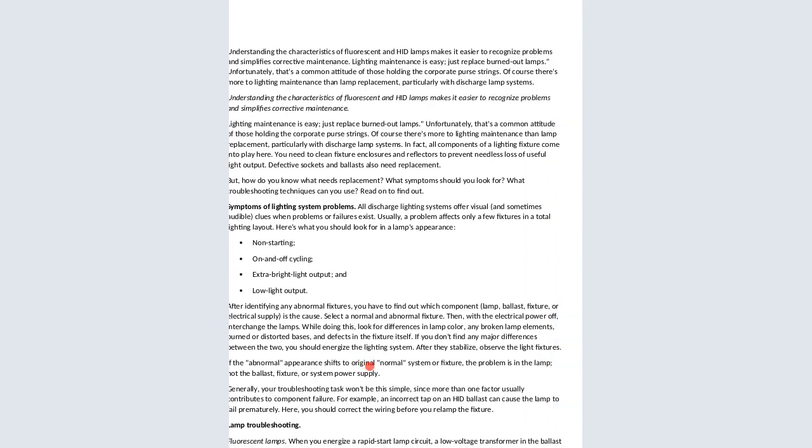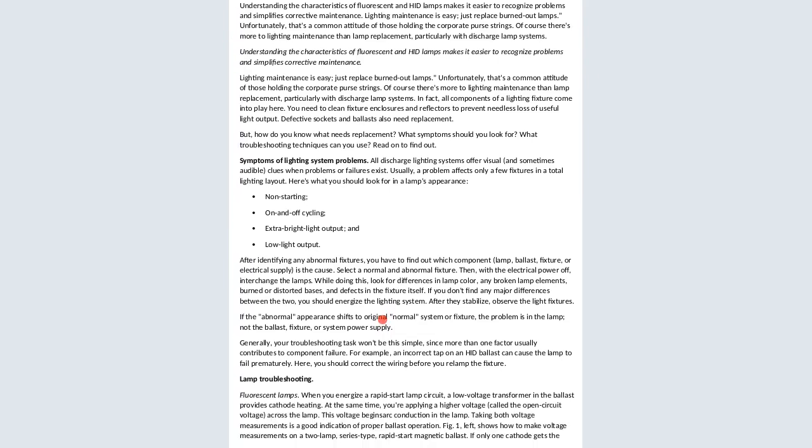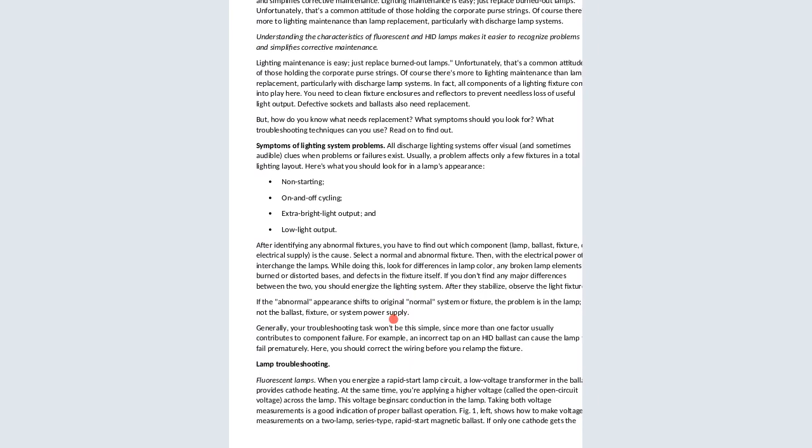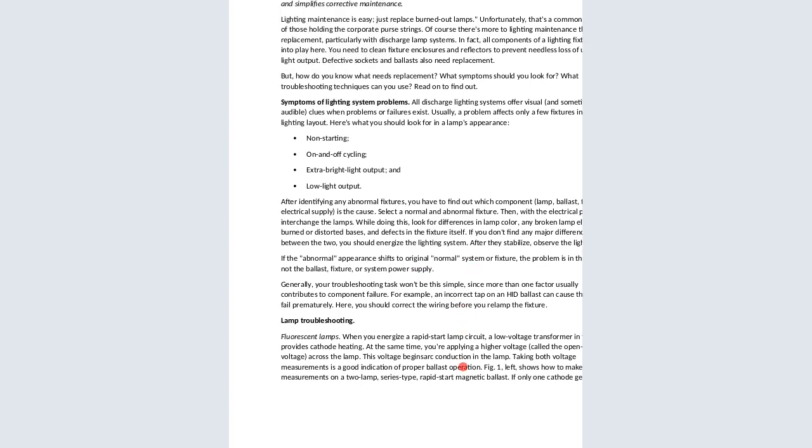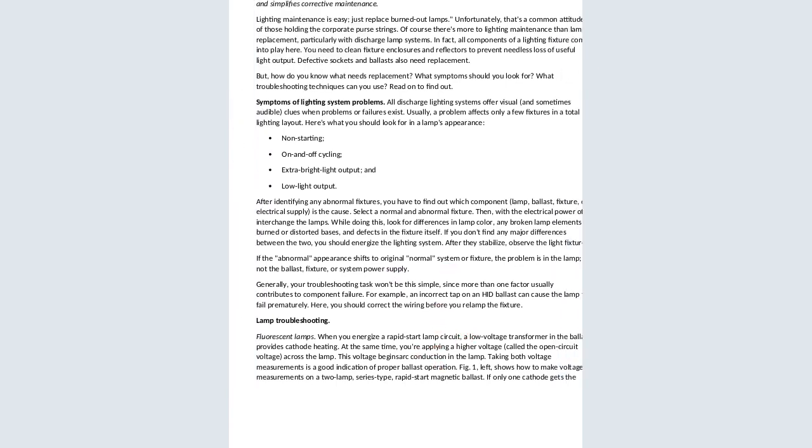And then we have symptoms of lighting system problems. What are the symptoms of the lighting system problems? All the discharge lighting systems offer visual indications. Then we have lamp troubleshooting.